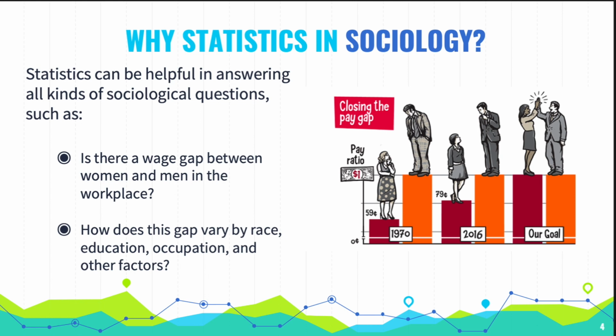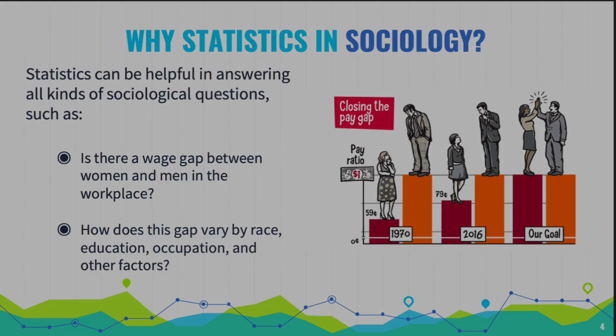And it's very important to be able to, as you're developing as a sociologist or another social science major, understand how to go back and forth between both qualitative and quantitative methods.